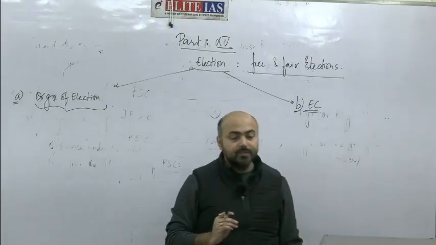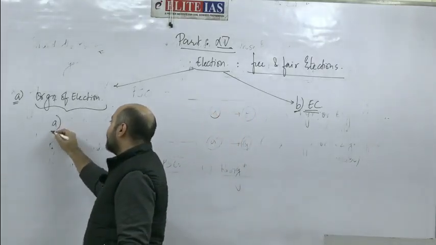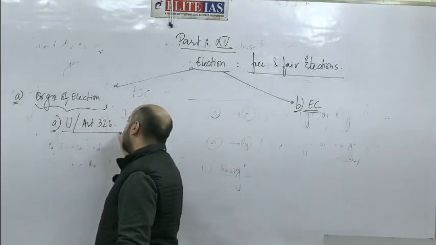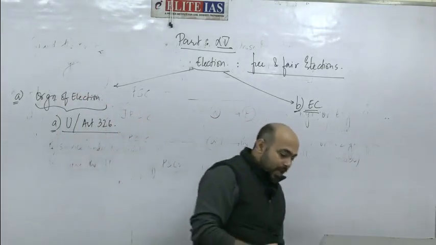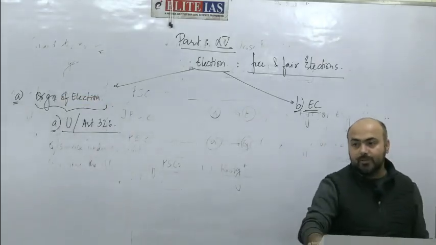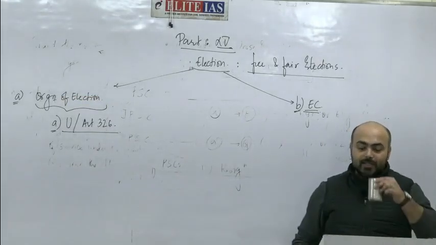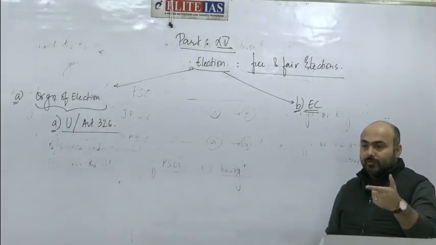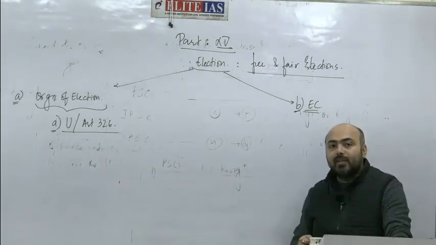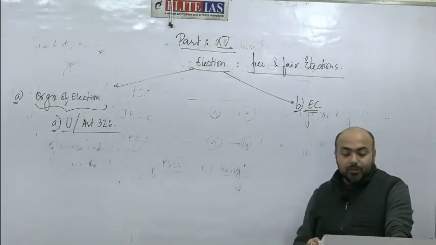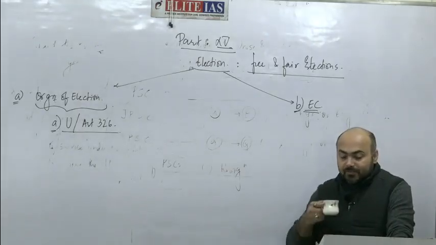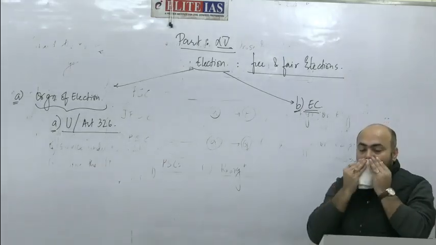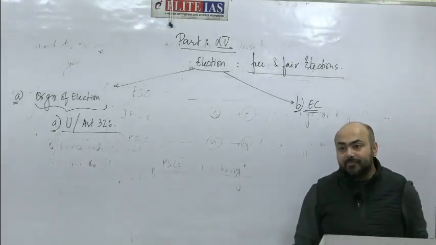Organization of elections. First article here is Article 326 of the Constitution. What is Article 326? Yes, universal adult franchise. So you can first write this. It extends universal adult franchise to all citizens of India.